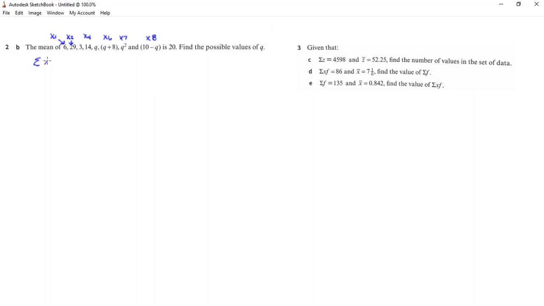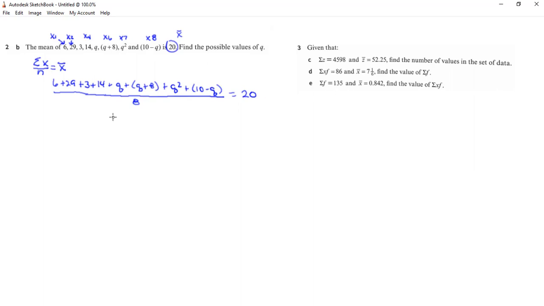And if I want to find the average, I'm going to add all the x's together and divide by the number of x's. And so that's what this formula means. Sigma x just means add them all up. So now what I'm going to do is take all my information and add them all up and divide by the number of x's, and that's going to be 8, and make it equal to the mean.